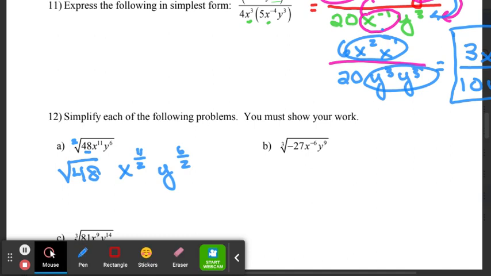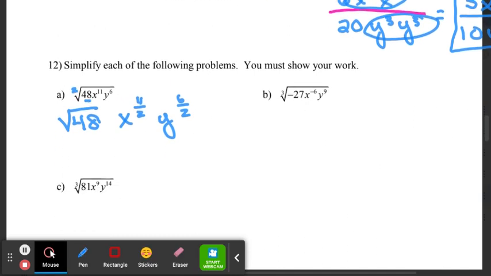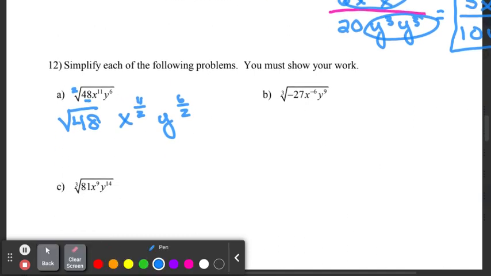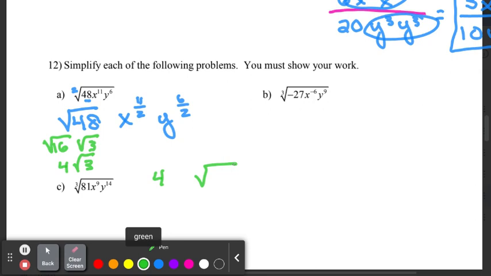I'm totally going to run out of room on this. So 48, to simplify, I know is square root of 16 times square root of 3. So that becomes 4 square root of 3 or 4 radical 3. So I'm going to rewrite this for, leave some space, 3. Okay.